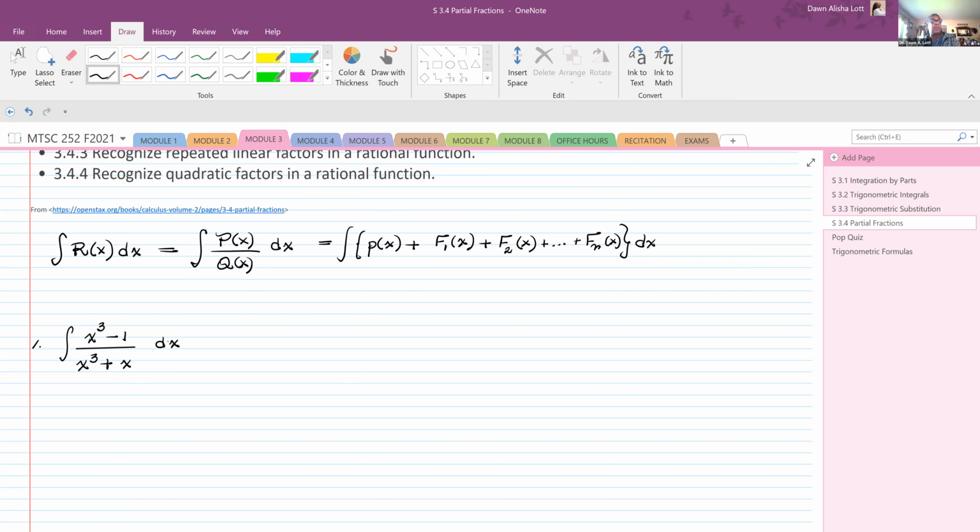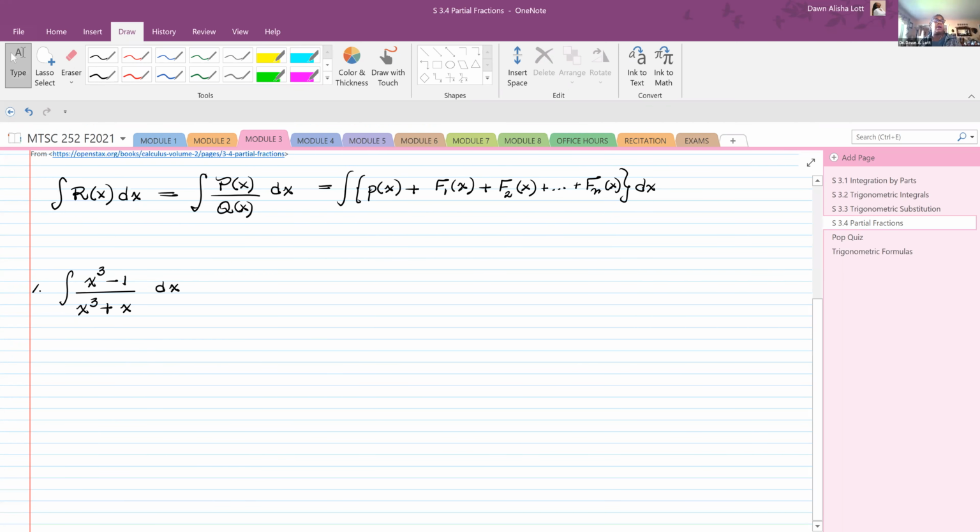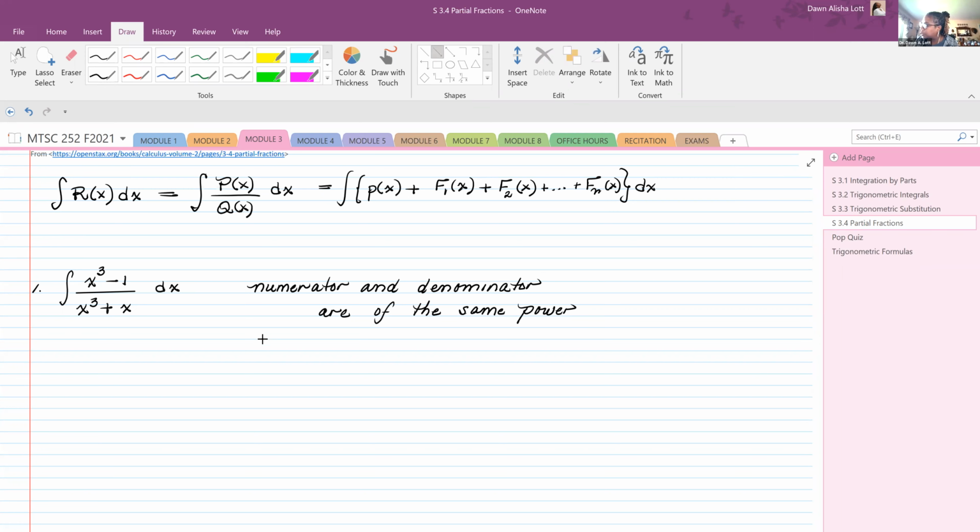So the first thing we want to do is, since the numerator and the denominator are of the same power, I can simply do long division on this one.